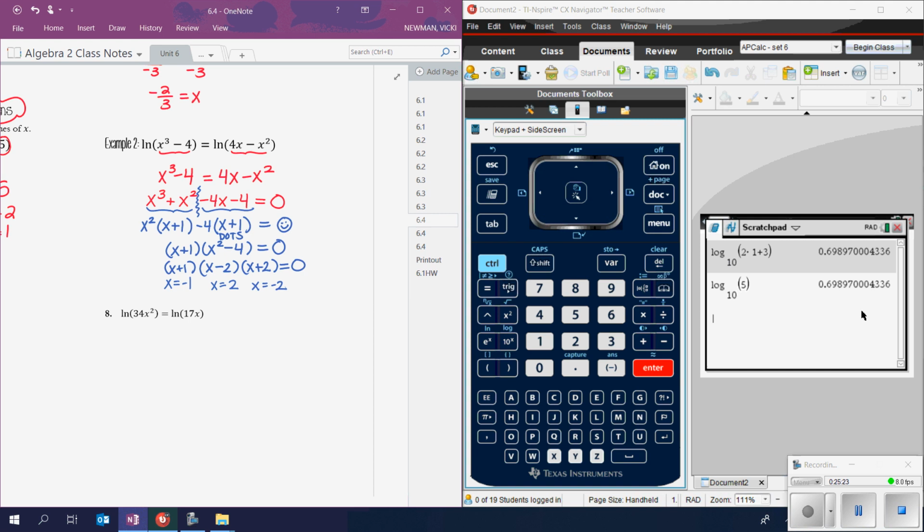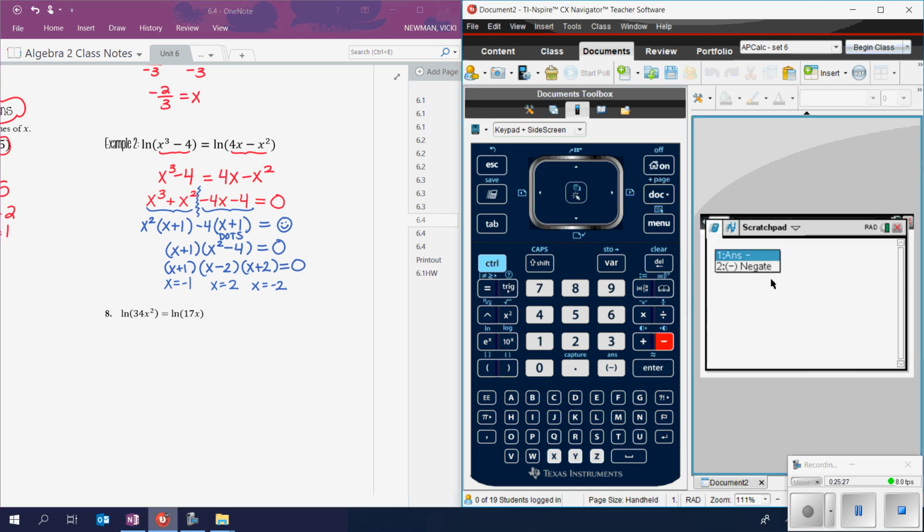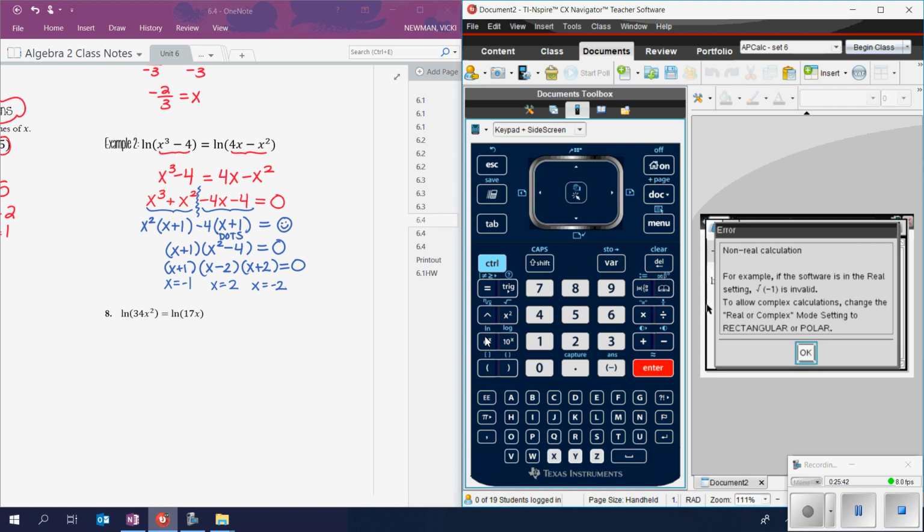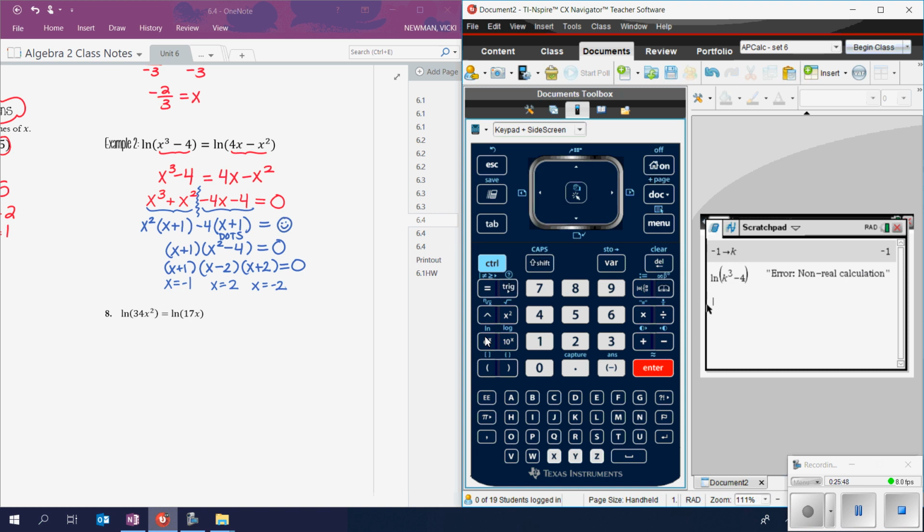So let's store some things here. I'm going to clear this out. I'm going to store -1 for k. And we're going to do natural log of k cubed minus 4. It says non-real calculation, which is the dead giveaway that that one doesn't work. Okay, so now we're going to try 2.